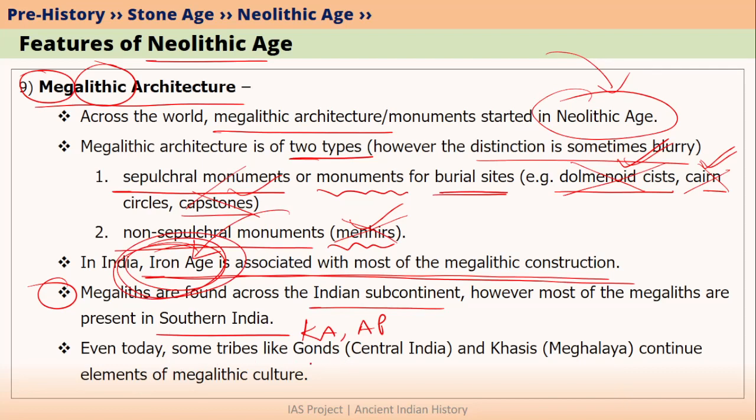Even today, some tribes like Gonds, who are majorly present in central India, and tribes like Khasis, who are present in Meghalaya, still have certain elements of megalithic culture. So that is why we can say that megalithic culture is still surviving even today within some tribes of India.